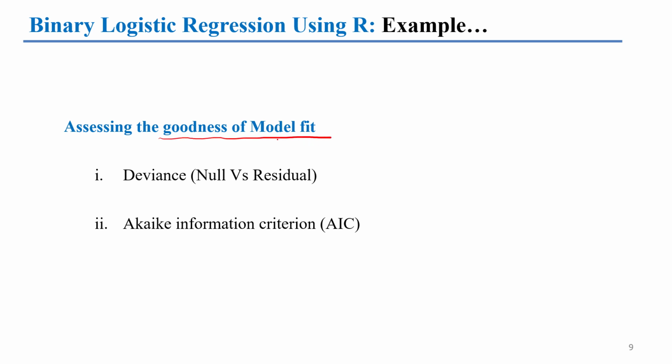Okay. So how can we check this one? We can check it with the help of two approaches. The first one is the deviance approach. Another one is with the help of Akaike information criteria. So first of all, let's check with the deviance approach whether the model we have fitted right now is a good model or not.